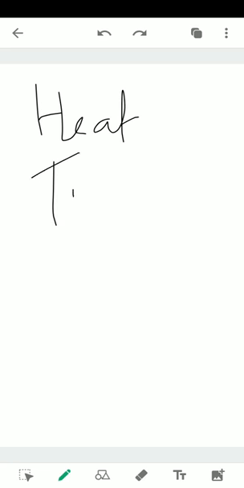In this module, we'll be discussing the chapter on heat, or to be more precise, the chapter will be named as heat transfer.